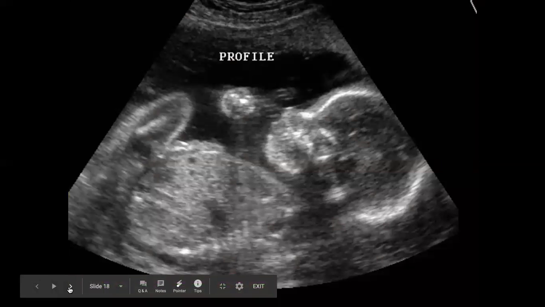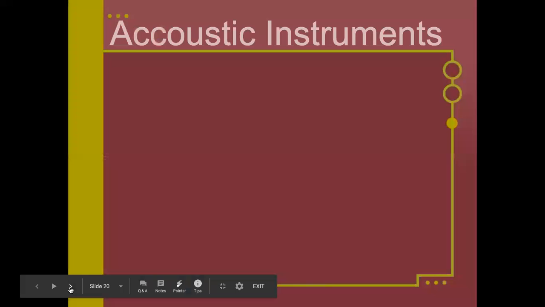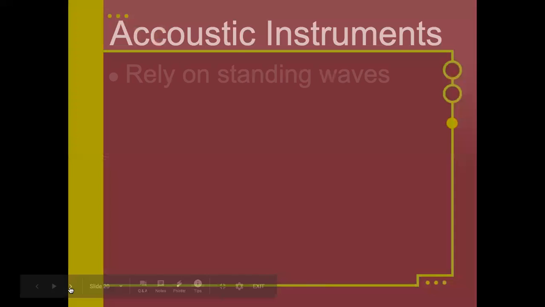Here's a couple of examples, right? Sound waves are used to produce images, and they're super high frequency, and again, not damaging to anything inside. And now they can produce 3D sonograms. That's an unborn baby. The last thing that we're going to talk about is acoustic instruments and how they work.